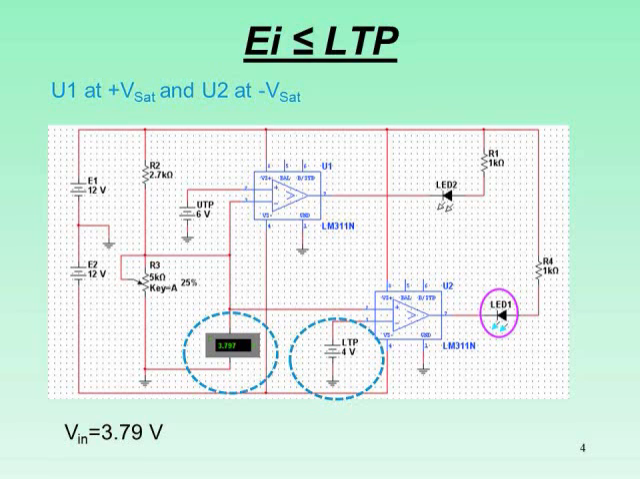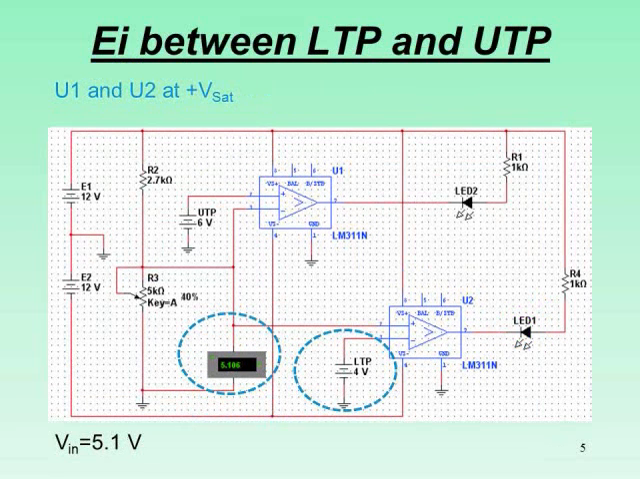So in the circuit number 1, our first circuit, we can see that we have 2 op amps. Our input is being provided by the variable resistor R3, and notice how that input voltage is fed to both of the comparators. We have 2 outputs, LED1 and LED2, and in this case EI, the input voltage, is less than LTP, called the lower trigger point or the lower threshold.